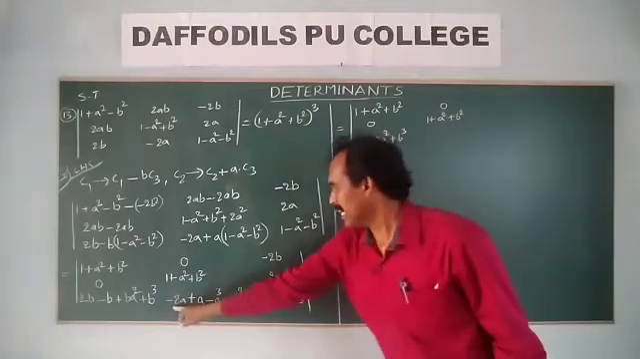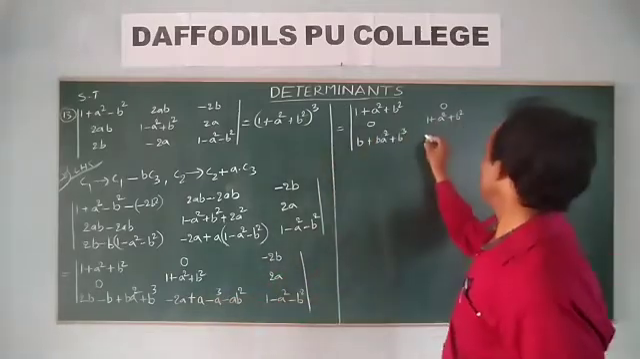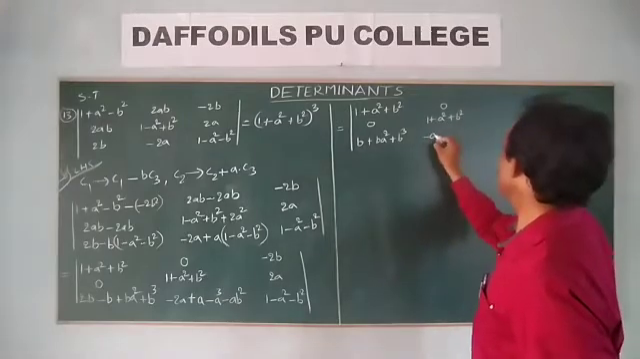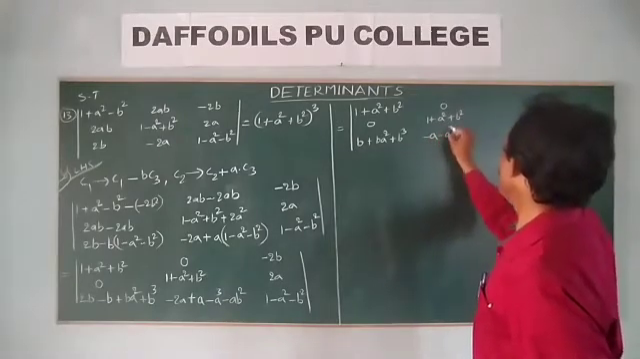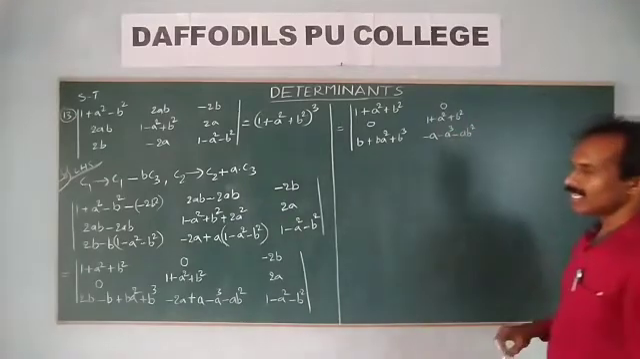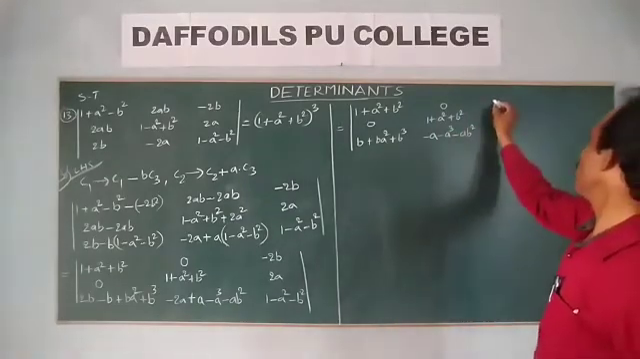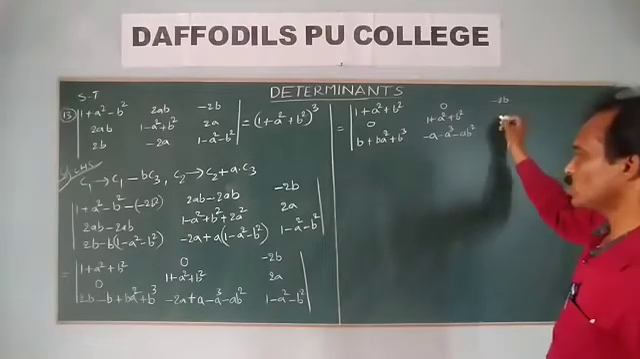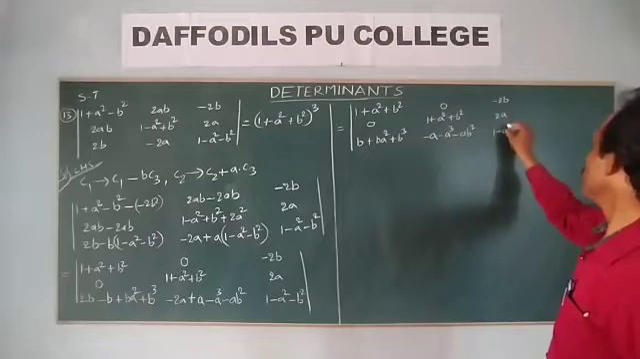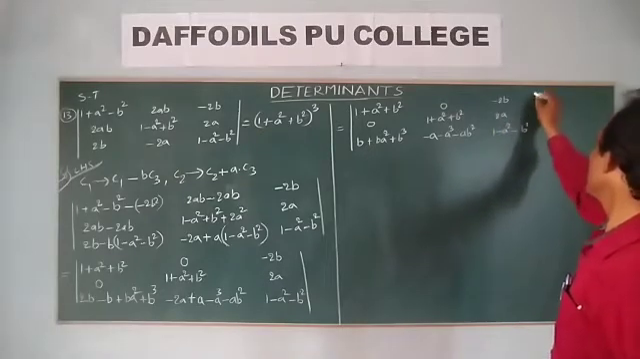Next term, minus A plus A, minus A, minus A cube, minus AB square. Third column elements: minus 2B, 2A, 1 minus A square minus B square.